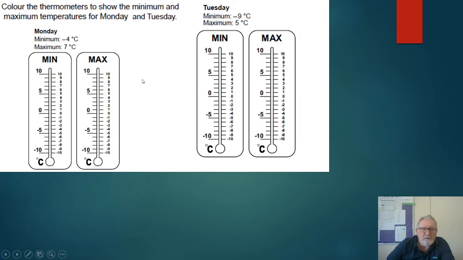So you have these worksheets again, and we're going to mark the maximum and minimum temperatures on the two thermometers. So the minimum temperature for Monday is -4, and it's marked on this thermometer. And then mark in 7 on this particular one. For Tuesday, -9, and the maximum -14. All right, pause the video and quickly colour in through this centre column, just as a thermometer shows us the temperature. Colour in those now.